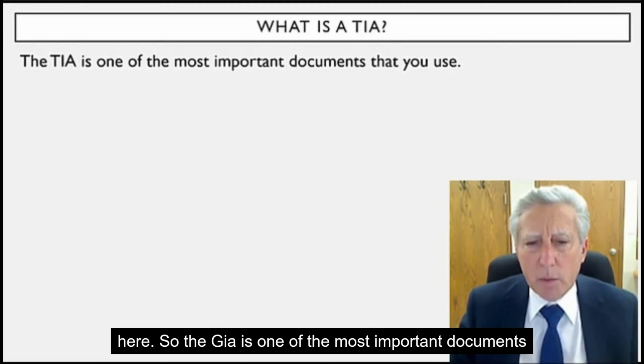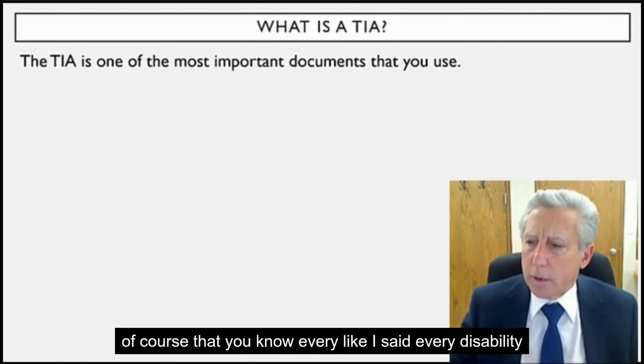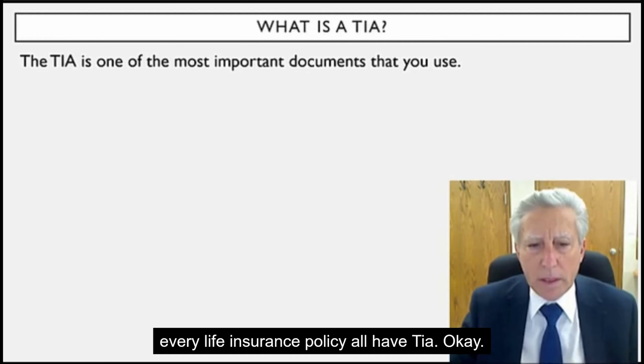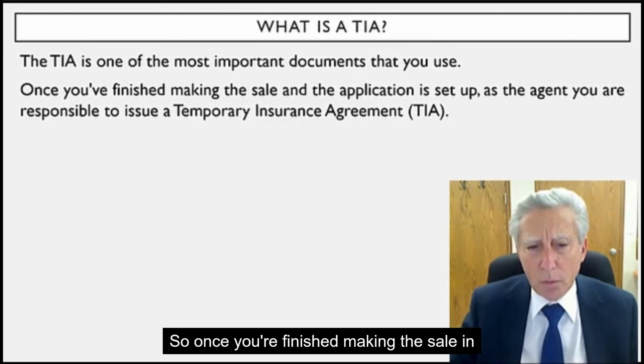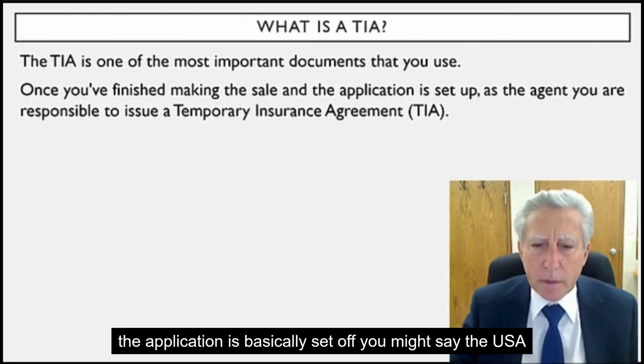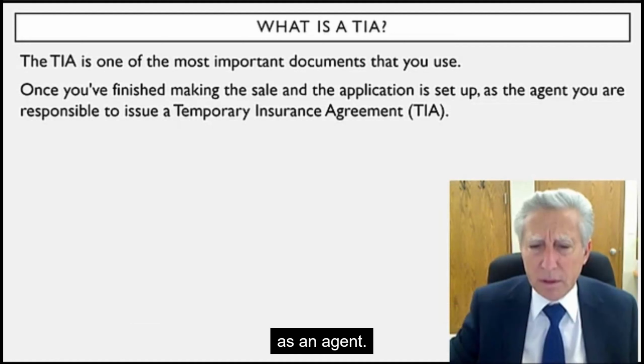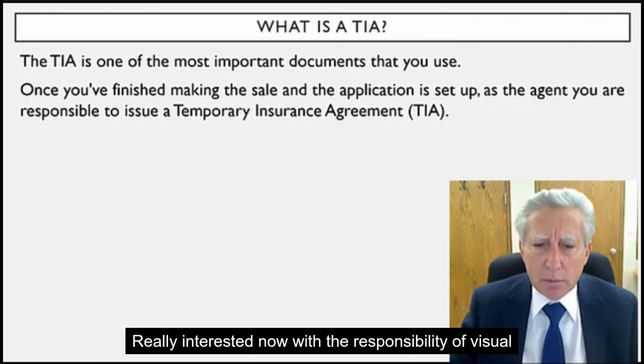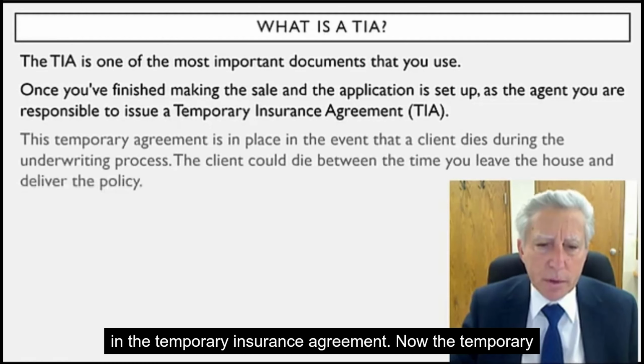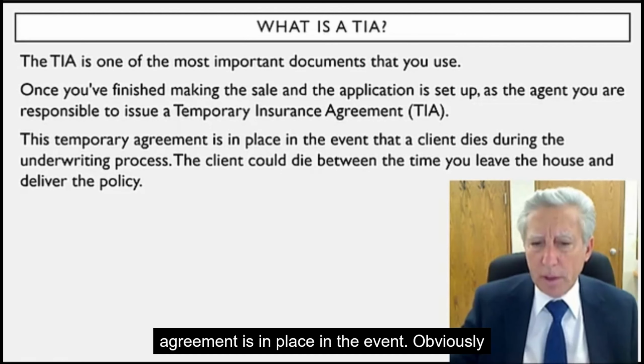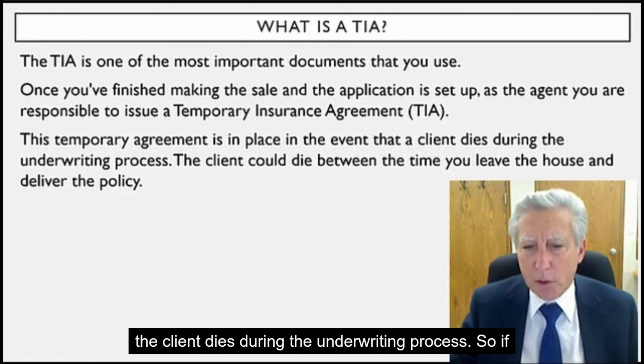So the TIA is one of the most important documents, of course, in every, like I said, every disability, every life insurance policy, they all have a TIA. Okay? So once you finish making the sale and the application is basically set up, you as an agent are really entrusted now with the responsibility of issuing the temporary insurance agreement. Now, the temporary agreement is in place in the event, obviously, the client dies during the underwriting process.